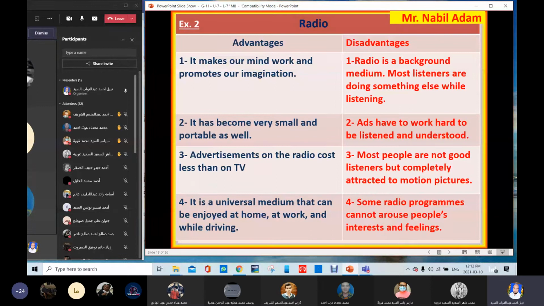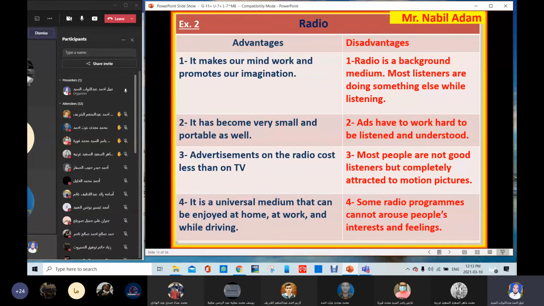So this is one of the advantages. You didn't mention this. It is a universal medium. Medium is the singular for media. It is a universal medium, so it's all over the world. It's global, it's worldwide. That can be enjoyed at home, at work, and while driving your car.